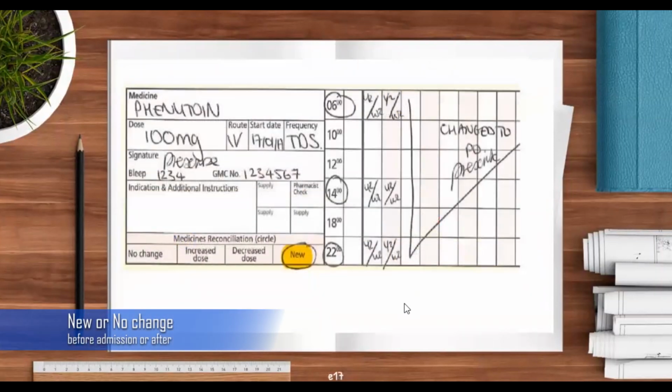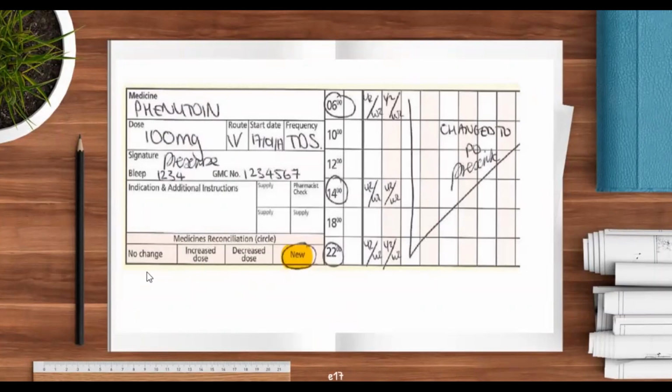The next one, if you give a new medication, not given at admission or before, you have to write it as a new medication. So this is the difference between no change and new. No change means it was given at admission. New means it's only now.